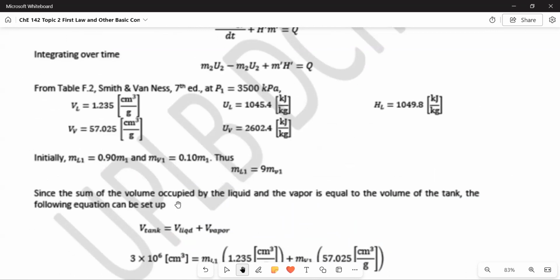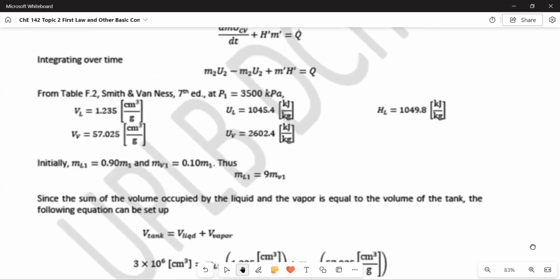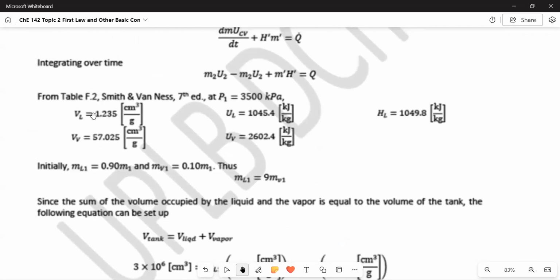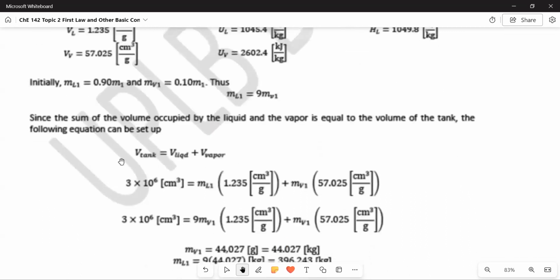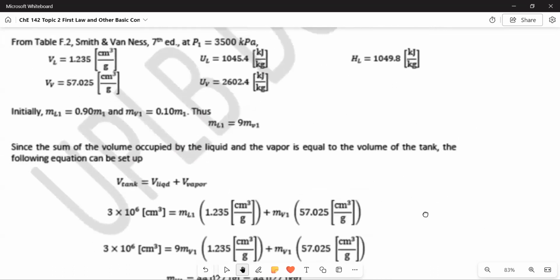Now, since the sum of the volume occupied by the liquid and vapor is equal to the volume of the tank, we can set up the total volume. Okay, total volume is volume of the liquid plus volume of the vapor. Okay, so this is different from the specific volume right here. We substitute the actual value for the volume of the tank, converting meter cube to cm cube.